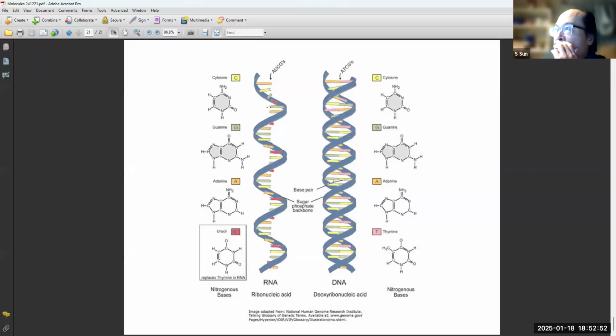The nitrogenous bases are different. In RNA you have cytosine, guanine, adenine, and uracil. In DNA, you have cytosine, guanine, adenine, thymine. And DNA is double strand, RNA is single strand. So that's that. All right.